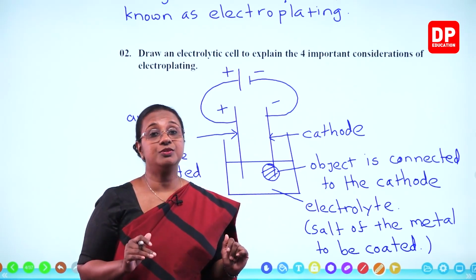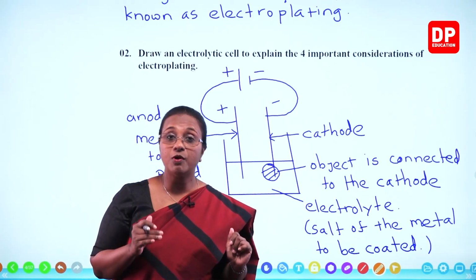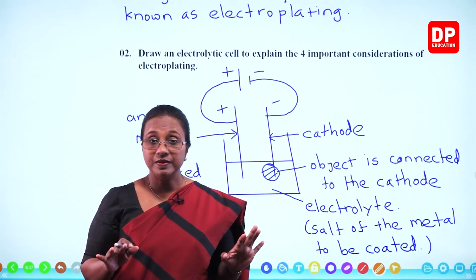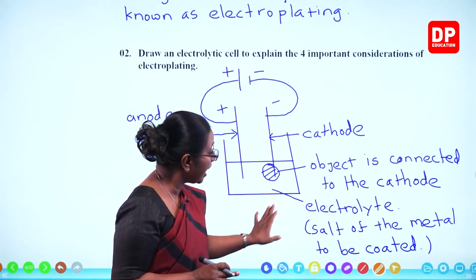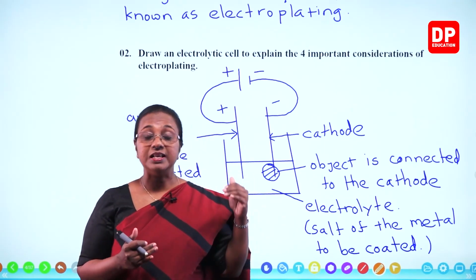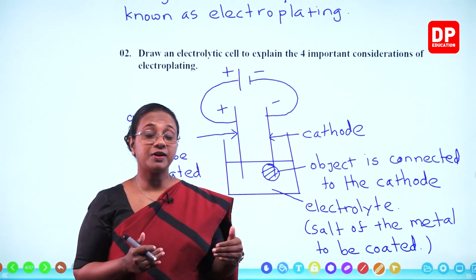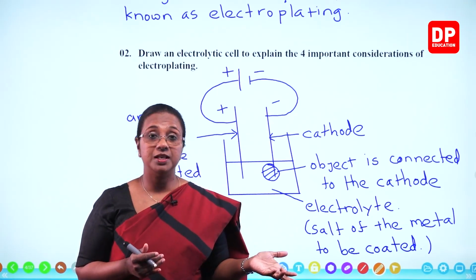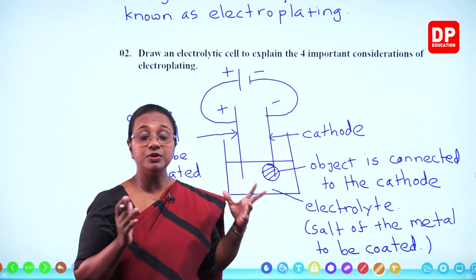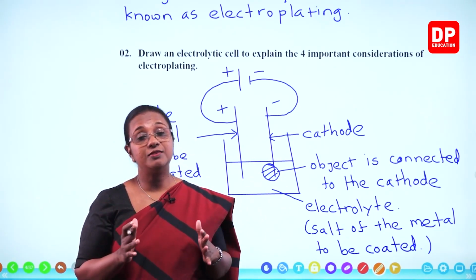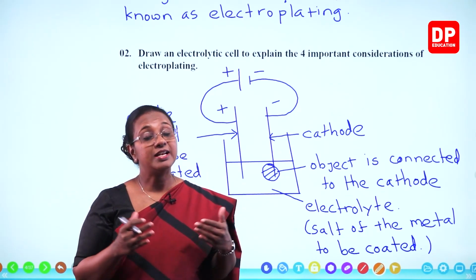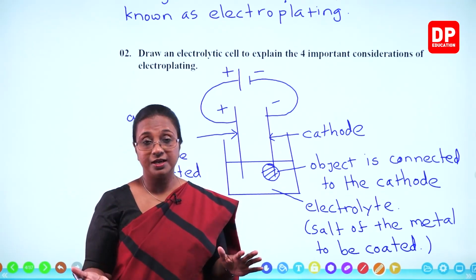And in addition to that, students, if we want a very high quality plating, then what should we do? We use a dilute electrolyte solution, and also we supply a small amount of current over a longer period of time, so that the coating will be uniform and also of very high quality. So that is another thing that we need to consider.